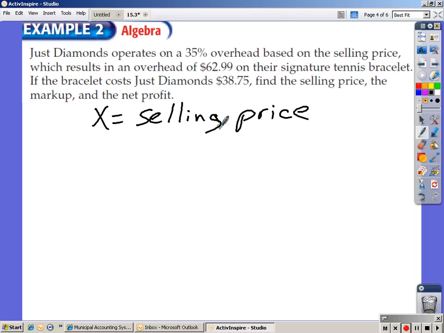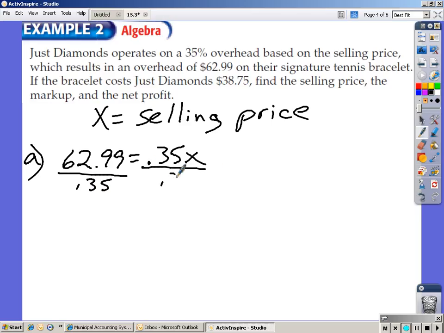So, part A, we're finding the selling price. If we know my overhead is $62.99, and the way you find your overhead is by taking the selling price times the overhead rate, 0.35x, divide both sides by 0.35. $62.99 divided by 0.35 is $179.97 equals X. Okay? Now that's going to be my selling price.